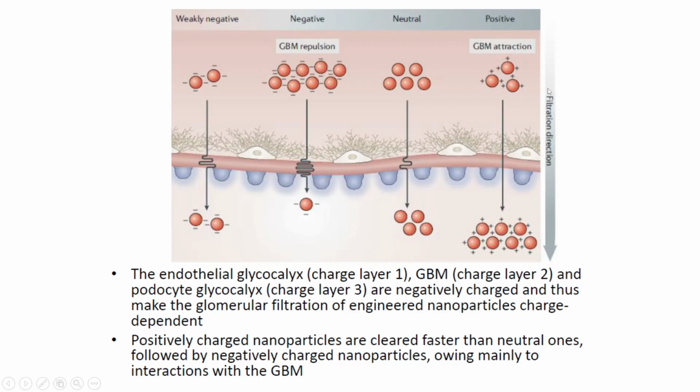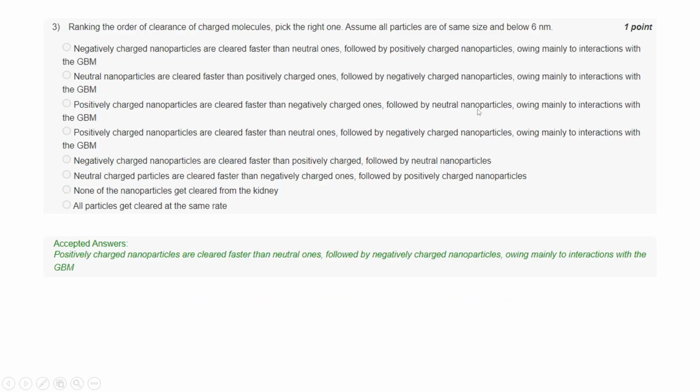If your particles are highly positively charged, they'll be cleared out very quickly because of the positive negative interaction here compared to the neutral particles. And if your particles have highly negative charge, they'll be repelled by the negative charge of the GBM layer and glycocalyx layer, and they'll not be cleared out as easily as the positively charged ones. So in the question, we are supposed to rank them in this order. The correct answer is positively charged nanoparticles are cleared faster than the neutral ones. Then they'll be followed by the negatively charged particles because of the interaction with the GBM.